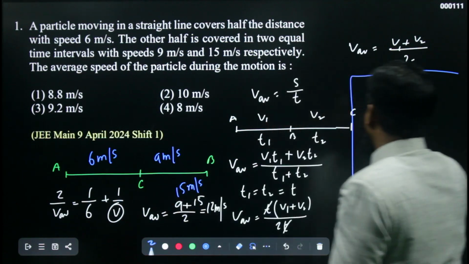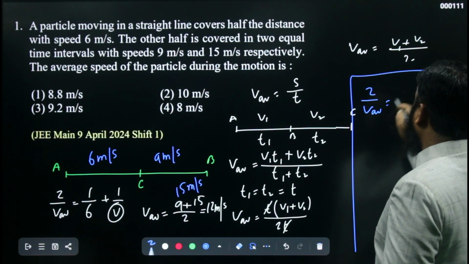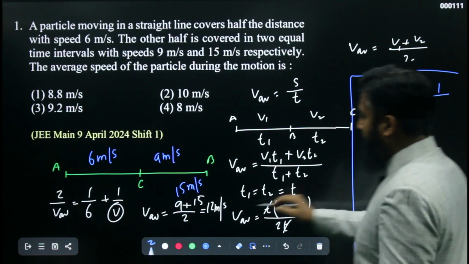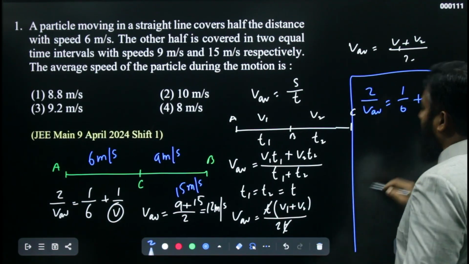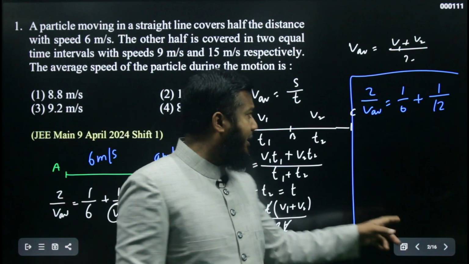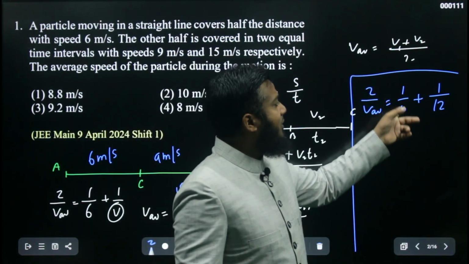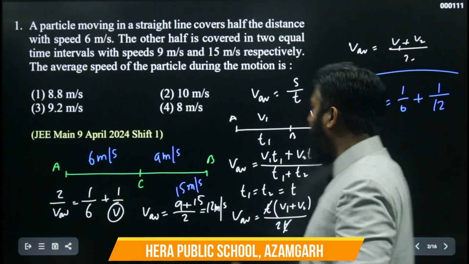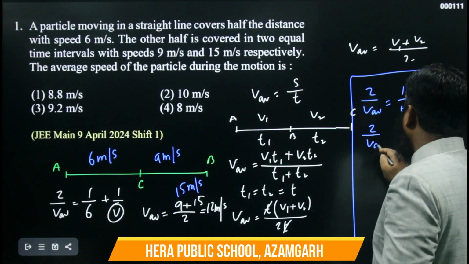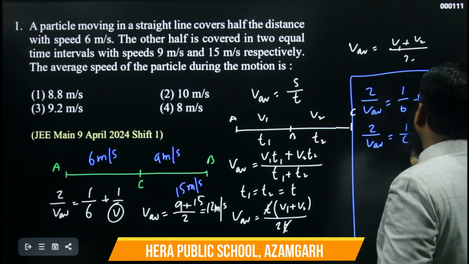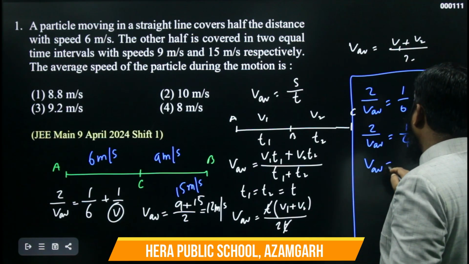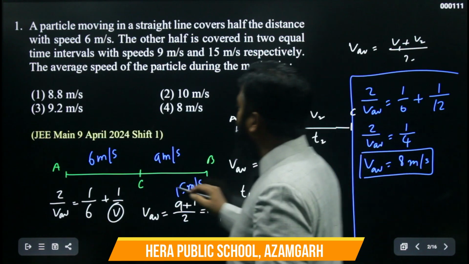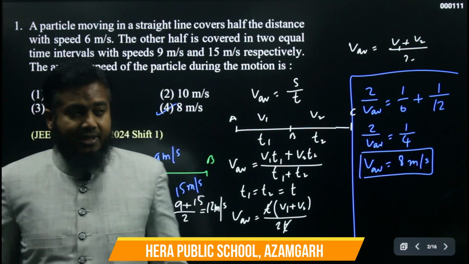So, 2 upon v average is equal to 1 upon 6 plus 1 upon v, which is now 12 meter per second. So, 1 upon 6 plus 1 upon 12, I can write it as 2 upon 12 plus 1 upon 12, that would be 3 upon 12, and 3 upon 12 is 1 over 4. So, 2 upon v average is equal to 1 over 4. So, from here v average is equal to 8 meter per second. This is the answer to this question. That is, the fourth option is the correct one.